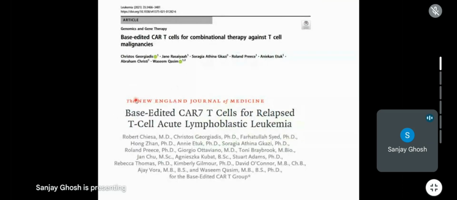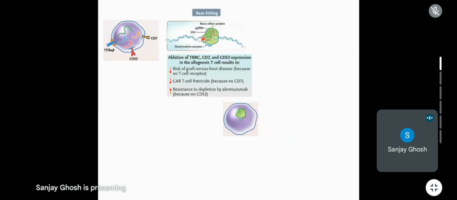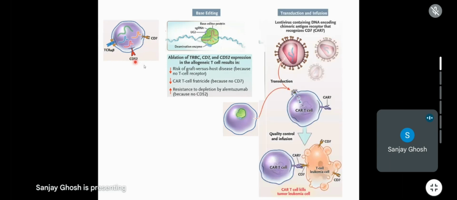And this has been used for editing in CAR T cells that I was telling you earlier. And this has been used to treat blood cancers. Now, how is it done? Normally, a T cell will have these kinds of receptors. You don't have to remember the names, but all you have to know is that this base editing is used to knock out these receptors, leaving a normal T cell without a T cell receptor or these other co-receptors.